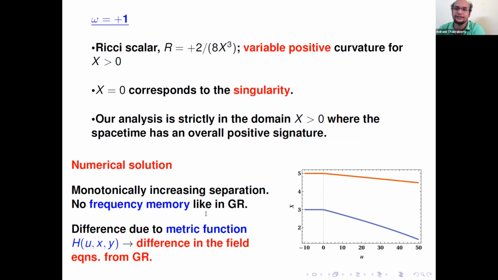What happens for omega equal to plus 1? The Ricci scalar looks like this, and it is a variable positive curvature for x greater than zero. Note that there is a singularity at x equal to zero, but we have restricted our analysis to the domain x greater than 0, where the space-time has an overall positive curvature. We solve it numerically, and you see from the plot there is a monotonically increasing separation, but no constant shift memory. And this difference is due to the difference in the metric function h, as I highlighted earlier. And this can in turn be due to the difference in the field equations between GR and Brans-Dicke.